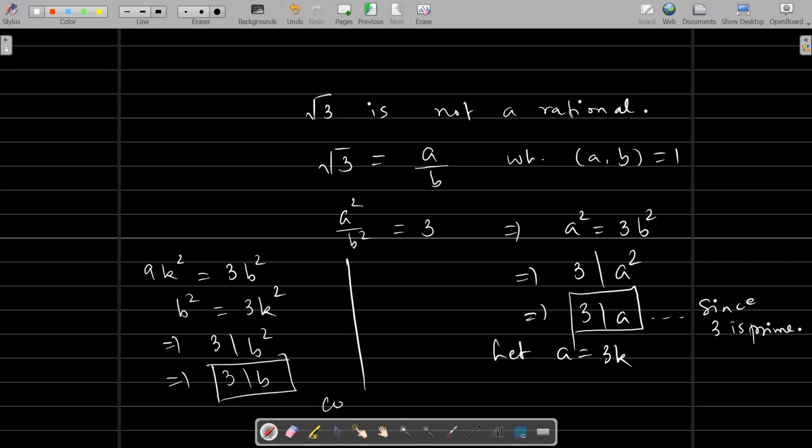Right? So why do we get some contradiction? We started with something wrong. What did we start with? Suppose it's possible that root 3 is rational. So that is wrong.